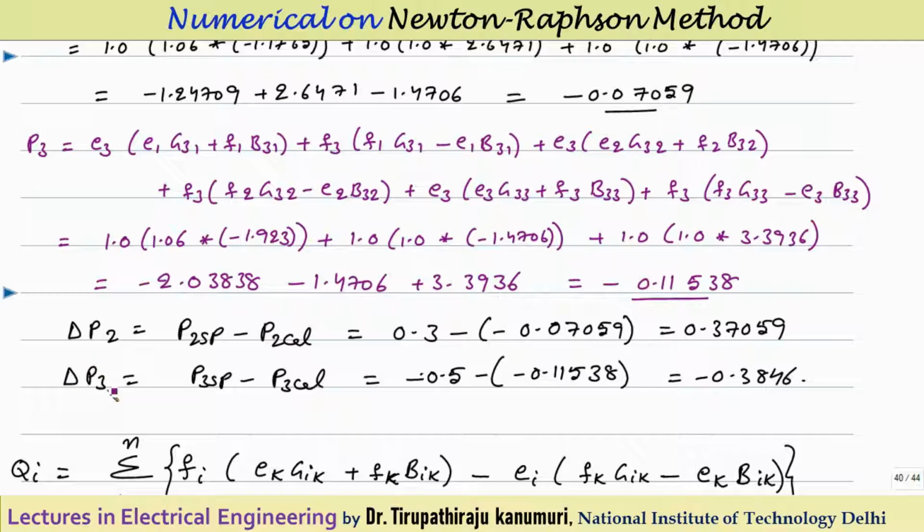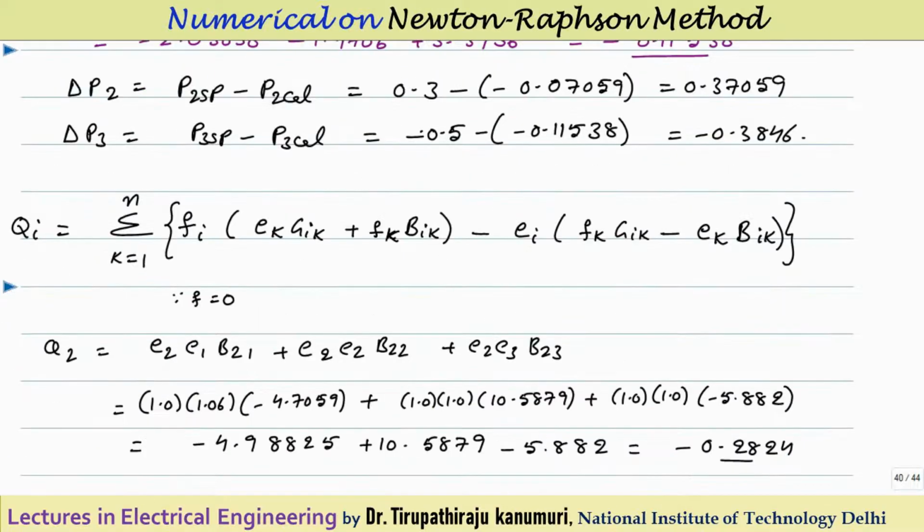So coming to P3, because it is a load bus, we have to take whatever power is mentioned as minus, because it is opposite, because P means power generated, and it is actually taking it. So that's why we have to take as minus. So minus 0.5 minus of this one. So you get this one.